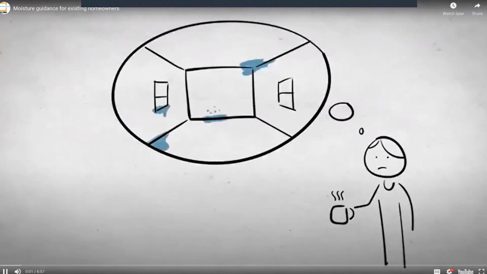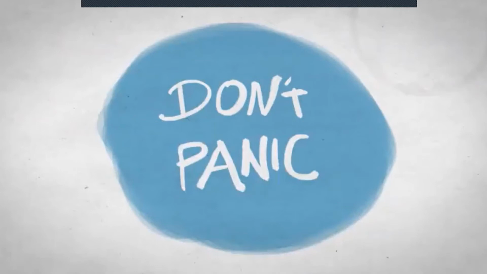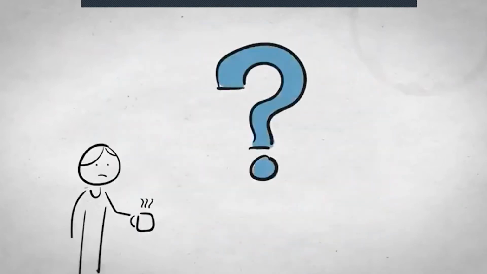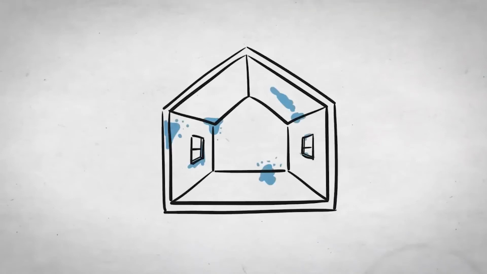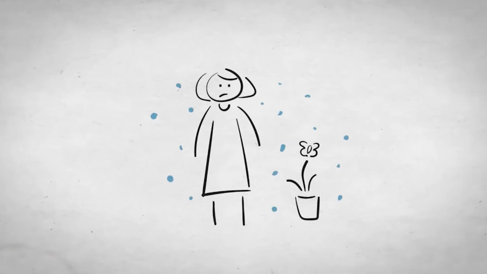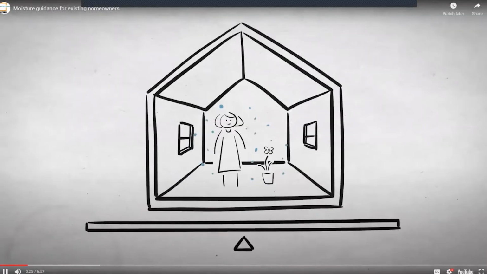Worried about damp and mould? Don't panic. Help is at hand. First off, we need to understand what the problem is. Damp and mould are caused by an excess of moisture and can create problems for our health and for our buildings. However, just like our bodies, we need some moisture in our houses in order for them to function well. So we need a balanced amount of moisture to keep a healthy home.